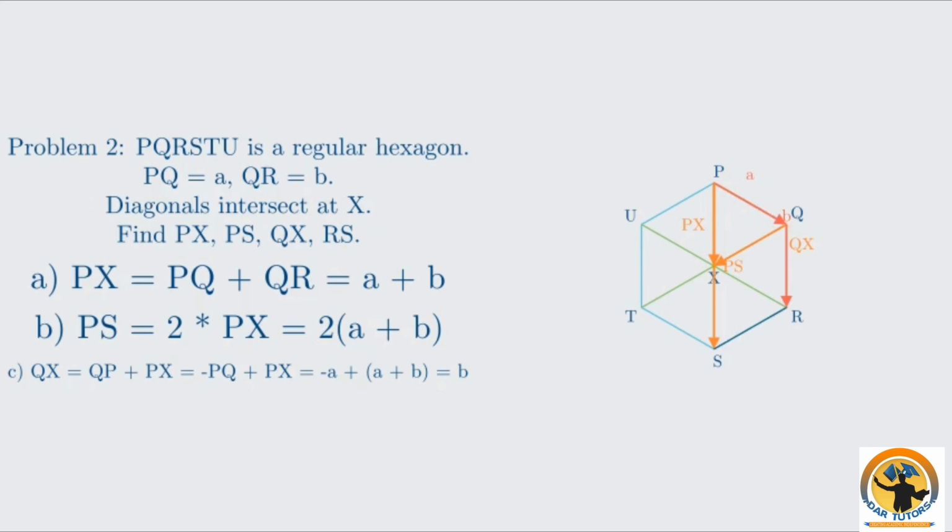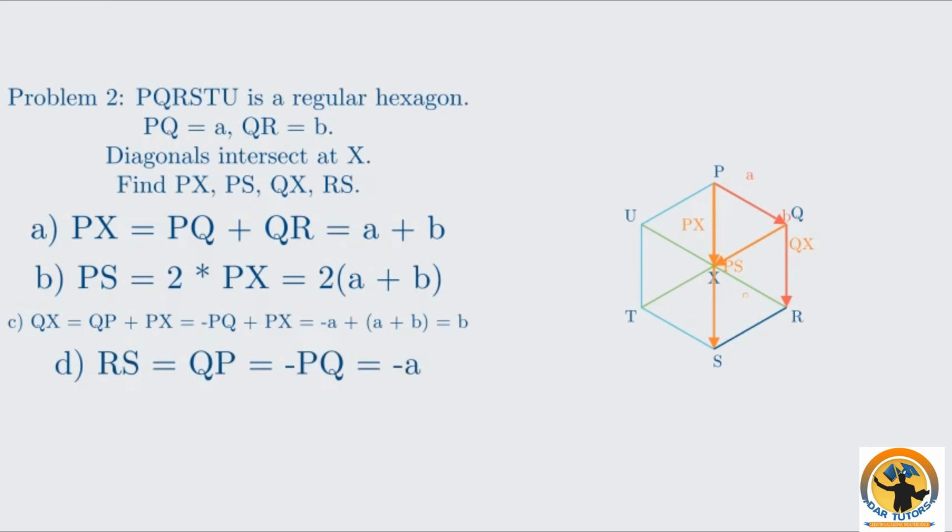Finally, let's find RS. In a regular hexagon, opposite sides are parallel and equal in length. This means they represent the same vector. The vector RS is equal to the vector QP. As we just saw, QP is the negative of PQ, so RS equals negative a. This problem highlights the symmetry of a regular hexagon and how it simplifies vector calculations.